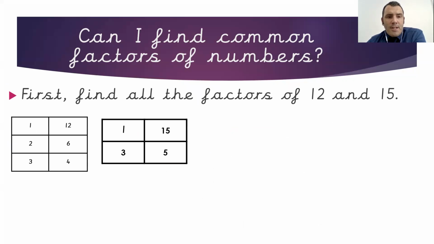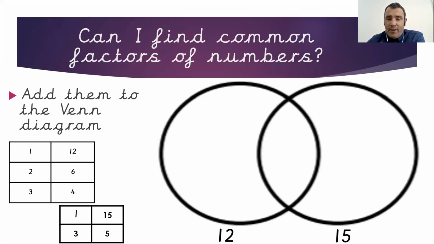Okay, here is my table. I've got all my factors of 12 and all my factors of 15 in my table ready to go. So the next thing I'm going to need to do is to draw my Venn diagram. I've drawn my two overlapping circles. I've labeled the one on the left for the 12 and the one on the right for 15. What I'm going to do next is look at the factor pairs for 12 to begin with, and I'm going to start putting them into the Venn diagram.